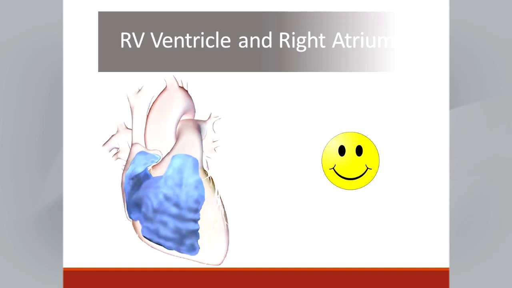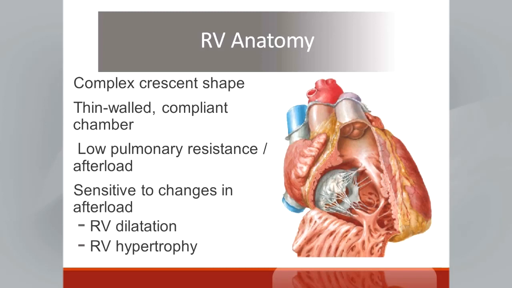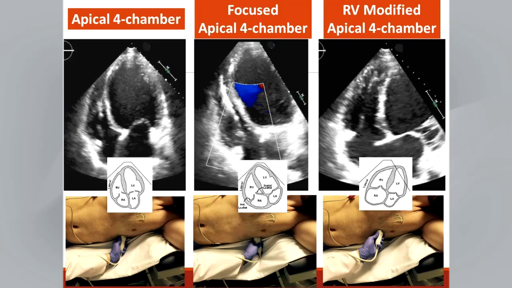Well, now let's talk a little bit about the right ventricle and the right atrium. The right ventricle has, we all understand, a complex crescent shape. It is a very thin-walled and compliant chamber, which is very sensitive to afterload, and therefore it dilates and it can hypertrophy. And that is the main reason why we have to be very careful when we image the right ventricle. There are two views in addition to the apical four-chamber view.